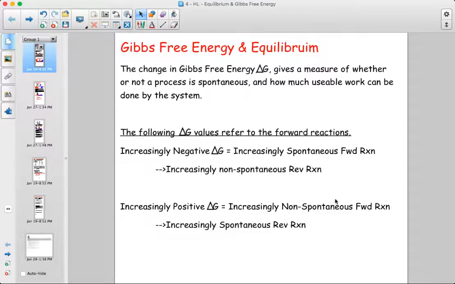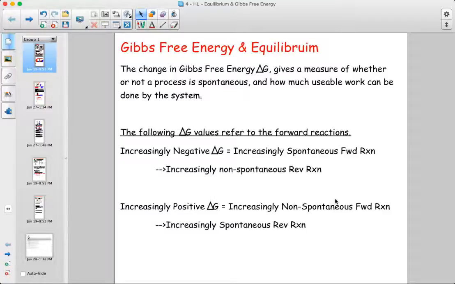Okay, we're going to link the change in Gibbs free energy, delta G, to our study of equilibrium. Previously, we've talked about the change in free energy, delta G, and that it determines whether or not a reaction is overall spontaneous. It's based on considering temperature, change in entropy, and change in enthalpy.